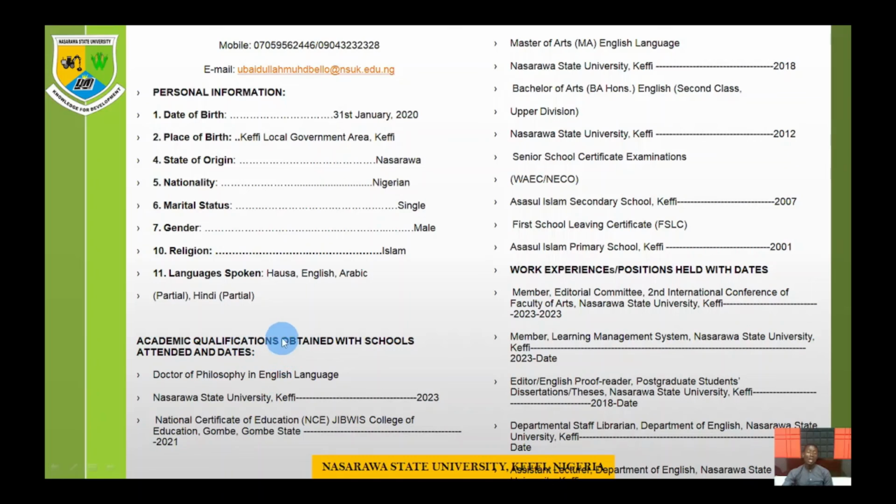Academic qualifications obtained, with schools attended and dates. You see, it's here as a sample. Doctor of Philosophy in English Language, Nasarawa State University, Keffi. National Certificate of Education, NCE, Jibwis College of Education. The date is here. So all these things: Master of Arts, English Language, Nasarawa State University, Keffi; Bachelor of Arts in English. Depending on which one comes now and which one has come before now, you have to start from where you are, then you go back. That is how you're supposed to write it.